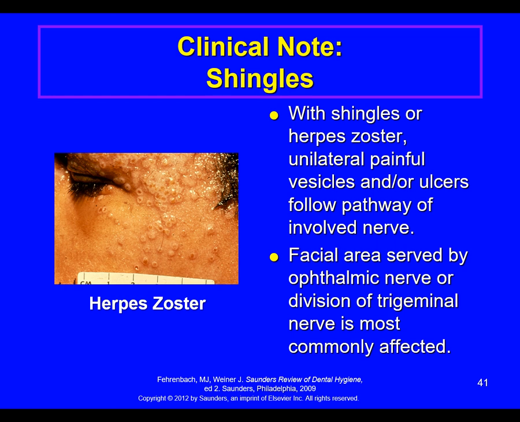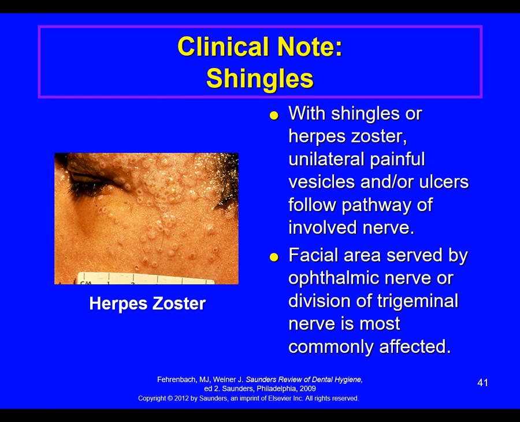Here's kind of a side note. We've talked a little bit about HSV1 and about herpes zoster and shingles being a part of the original exposure to chickenpox. Now shingles is a unilateral painful vesicle and ulcer following the pathway of the involved nerve. This area right here, the facial area, is served by the ophthalmic nerve or the V1 division of the trigeminal nerve.